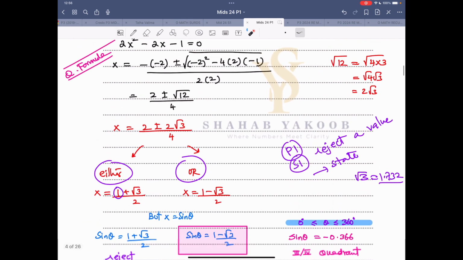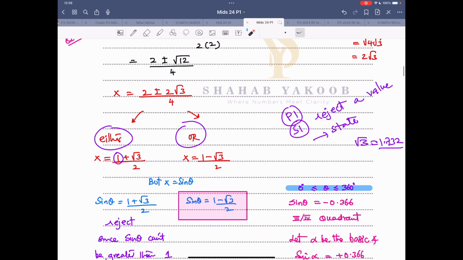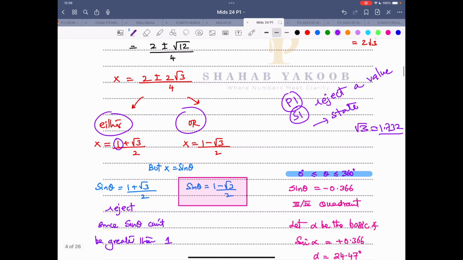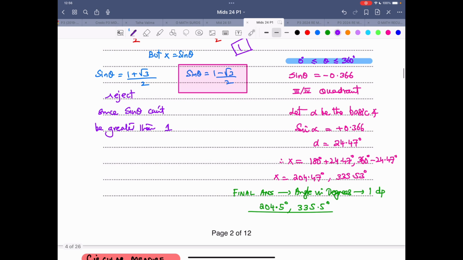Okay, one more thing, the marks, that is this 3 marks. So basically, I would put 1 mark for getting this value over here, and then 2 marks over here getting the basic angle and taking care of the quadrants and getting the final answer. So that is how these marks are obtained.